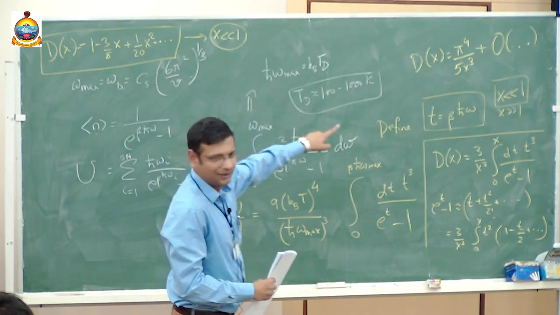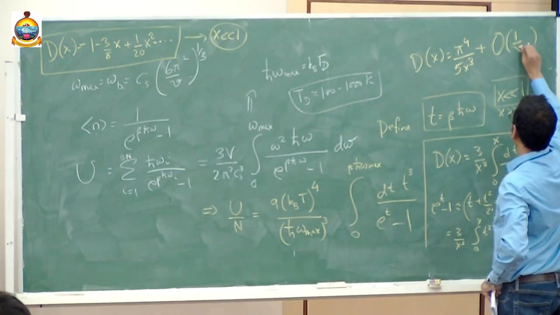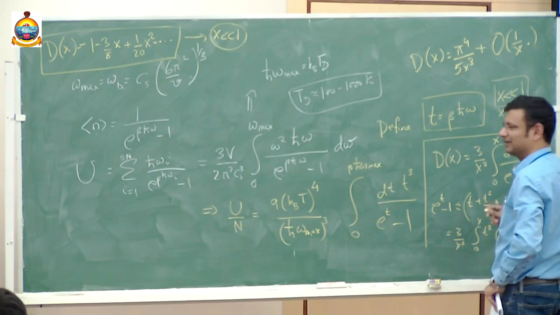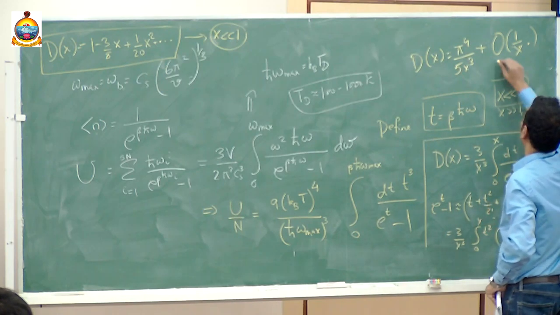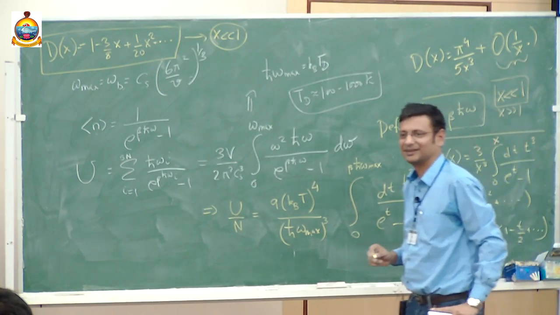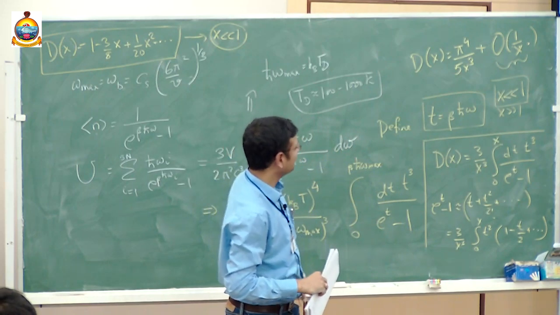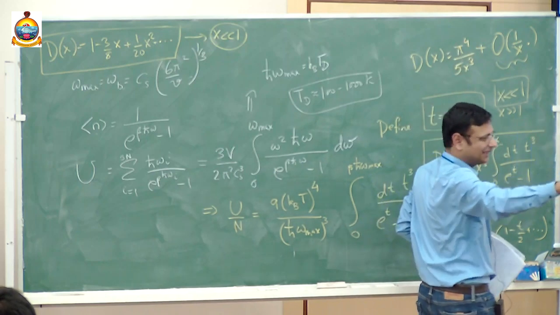Linear in x. Do you think this would be, for example, 1 by x? Do you think so? One by x to the power 4. Why? That is already there. This is the leading behavior. Okay, sorry, I get what you mean.